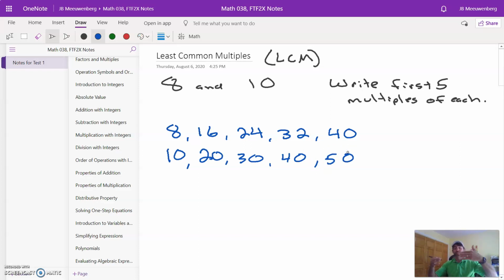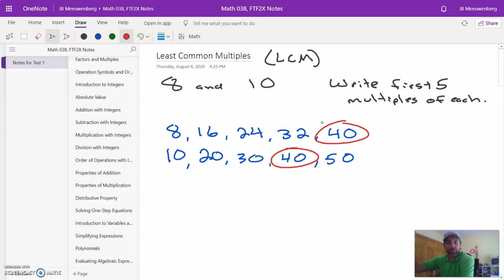The first 5, we could go on forever. These lists could be infinite. So it's often helpful to find intersection points, right? Numbers that both lists have in common. So do you see any numbers that are multiples of both 8 and 10? Well, if we look at those lists, we see 40 in both lists.